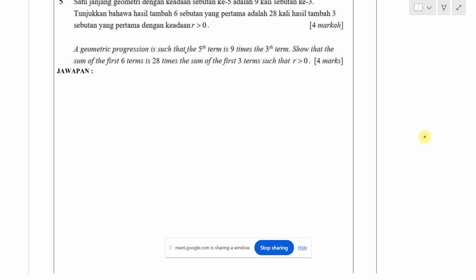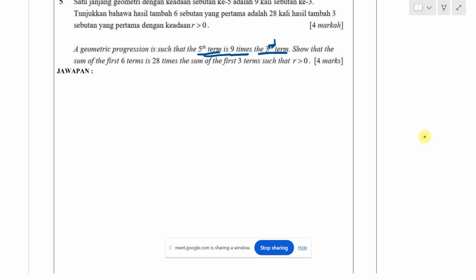A geometric progression is such that the fifth term is 9 times the third term. Show that the sum of the first 6 terms is 28 times the sum of the first 3 terms, such that r is greater than 0.